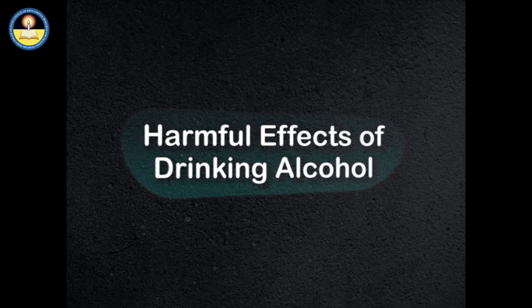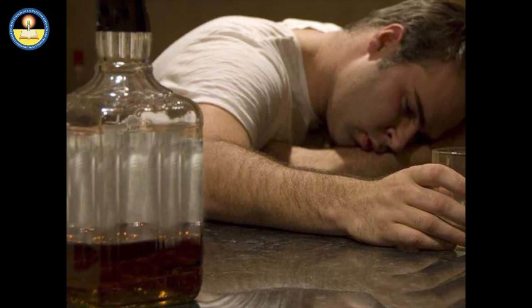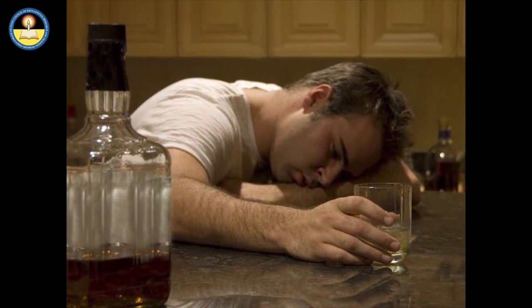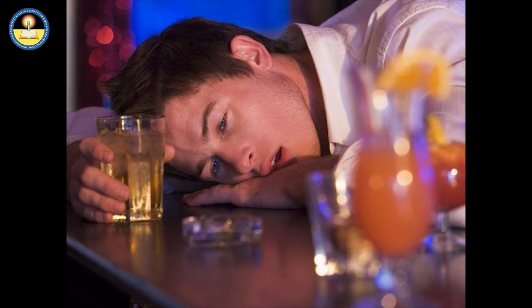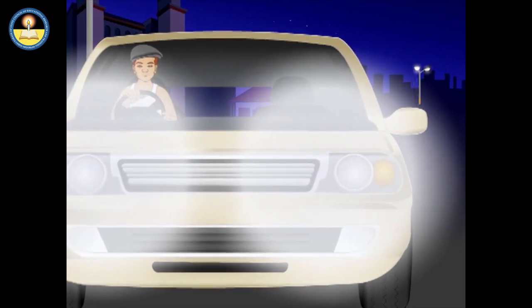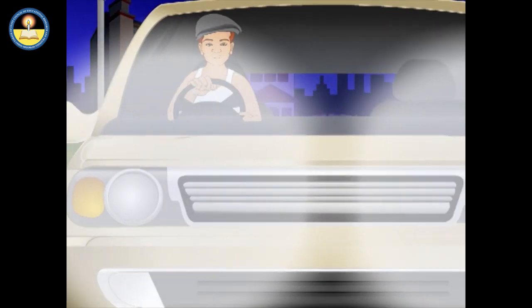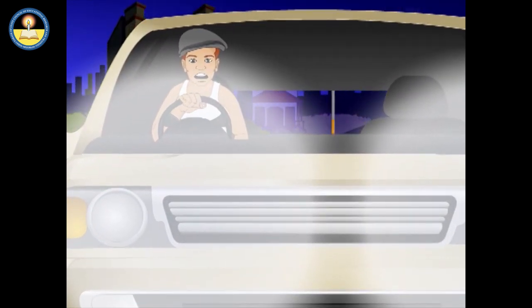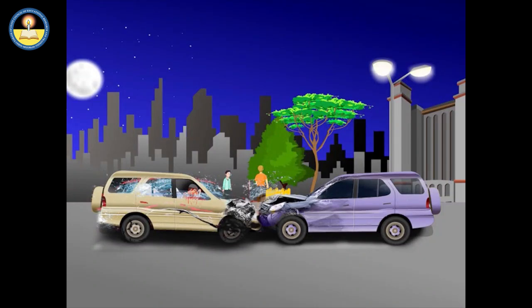Harmful effects of drinking alcohol. We should not consume any alcoholic drinks because alcohol slows down the activity of the nervous system and the brain, due to which the judgment of a person is impaired and his reaction becomes slow. So, a person driving a car under the influence of alcohol cannot judge a situation properly and act quickly in case of an emergency. In this way, drunken driving leads to increased road accidents.